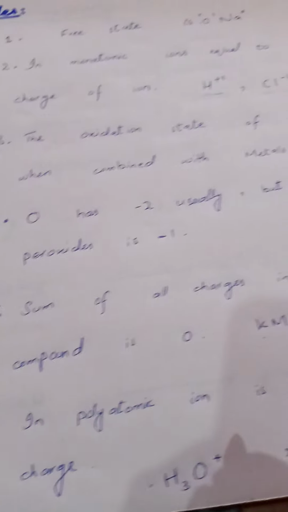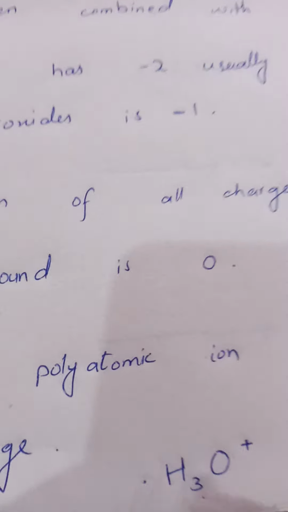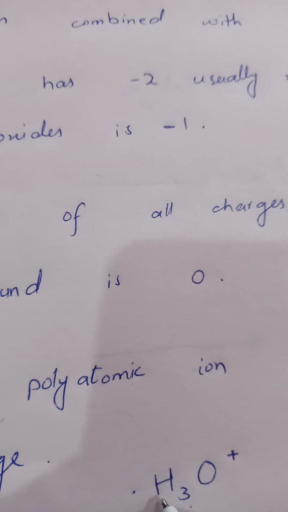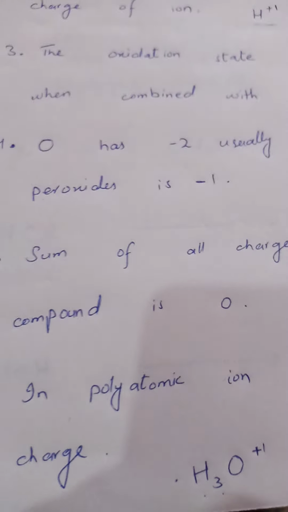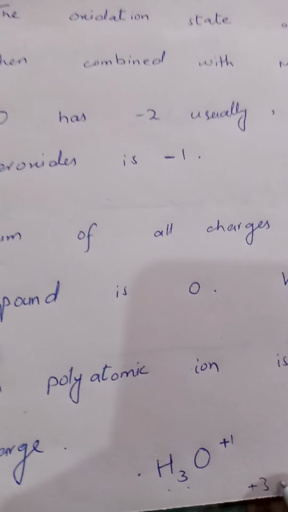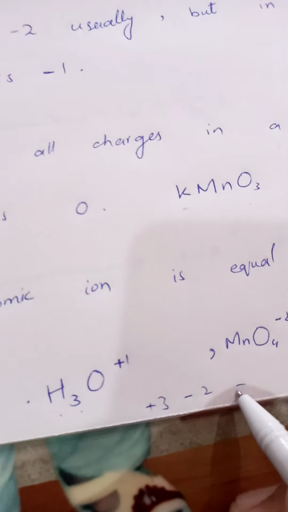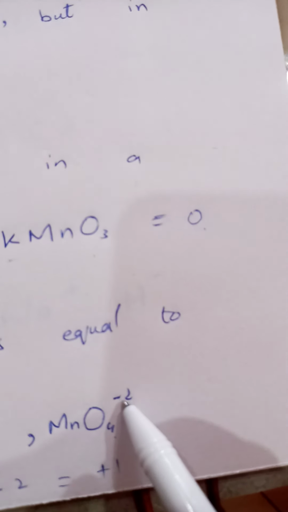In a polyatomic ion, the oxidation state will be equal to the charge on that ion when we sum all the charges. So in this polyatomic ion, we have a +1 charge, as hydrogen has +3 and oxygen has -2, which will be equal to a +1 oxidation state on that polyatomic ion. And MnO4 has a -2 oxidation state on it.